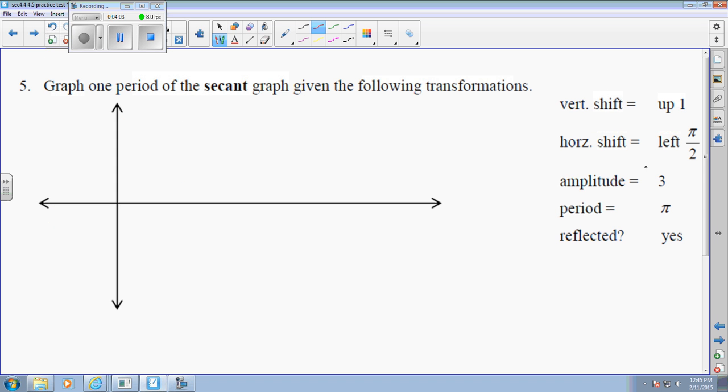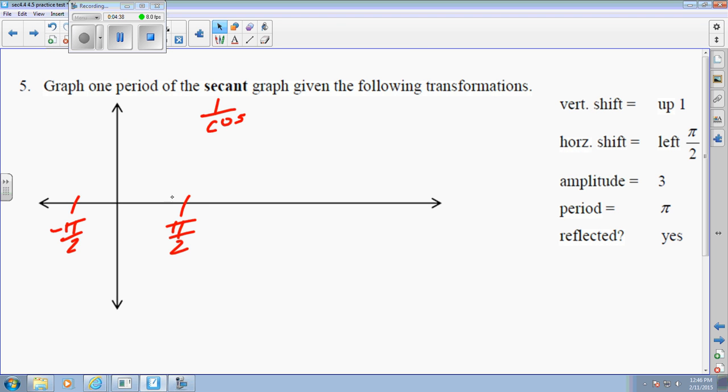Number 5. In this case, they give us all the information. We're doing a secant, and we know that the secant is 1 over the cosine. We have a horizontal shift of left pi over 2, so we know that what we have over here is negative pi over 2. Our period is pi, so pi from negative pi over 2 puts me over here at positive pi over 2.